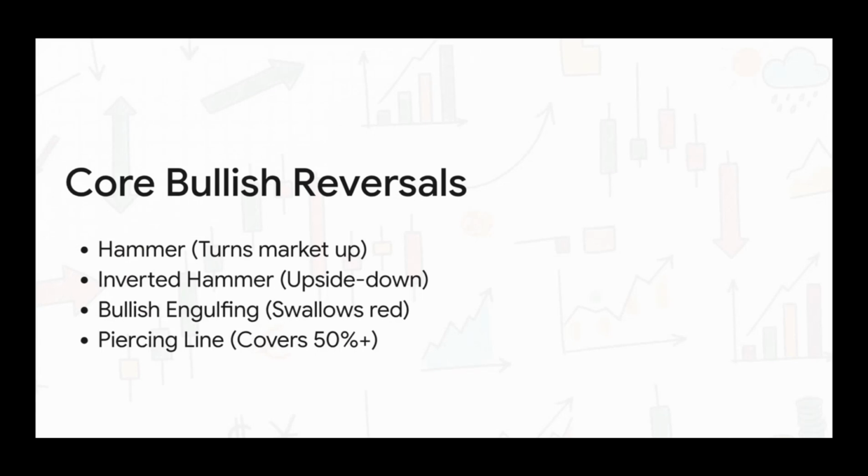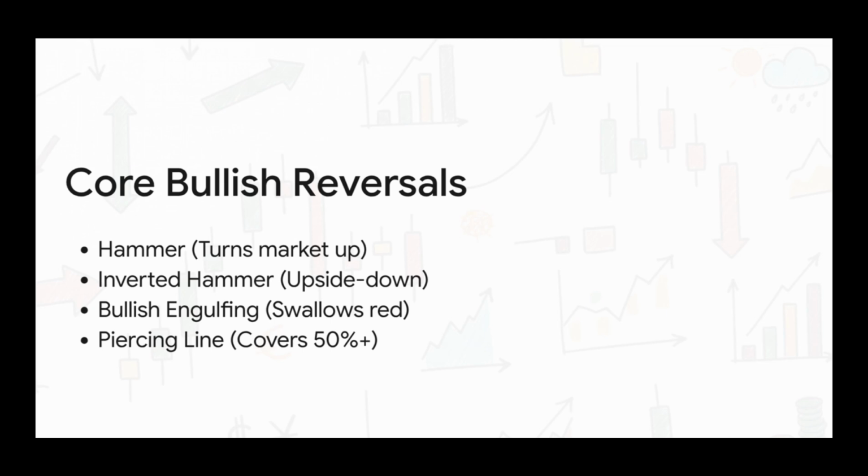So let's look at the core vocabulary here. When a market is falling down, down, down, seeing one of these bullish reversal patterns is a huge signal. It indicates a really high chance that the trend is about to flip. First, you've got the hammer. It looks exactly like a mallet with a long handle pointing down. And hey, color doesn't even matter here. Then there's the inverted hammer, which is just that same mallet flipped completely upside down.